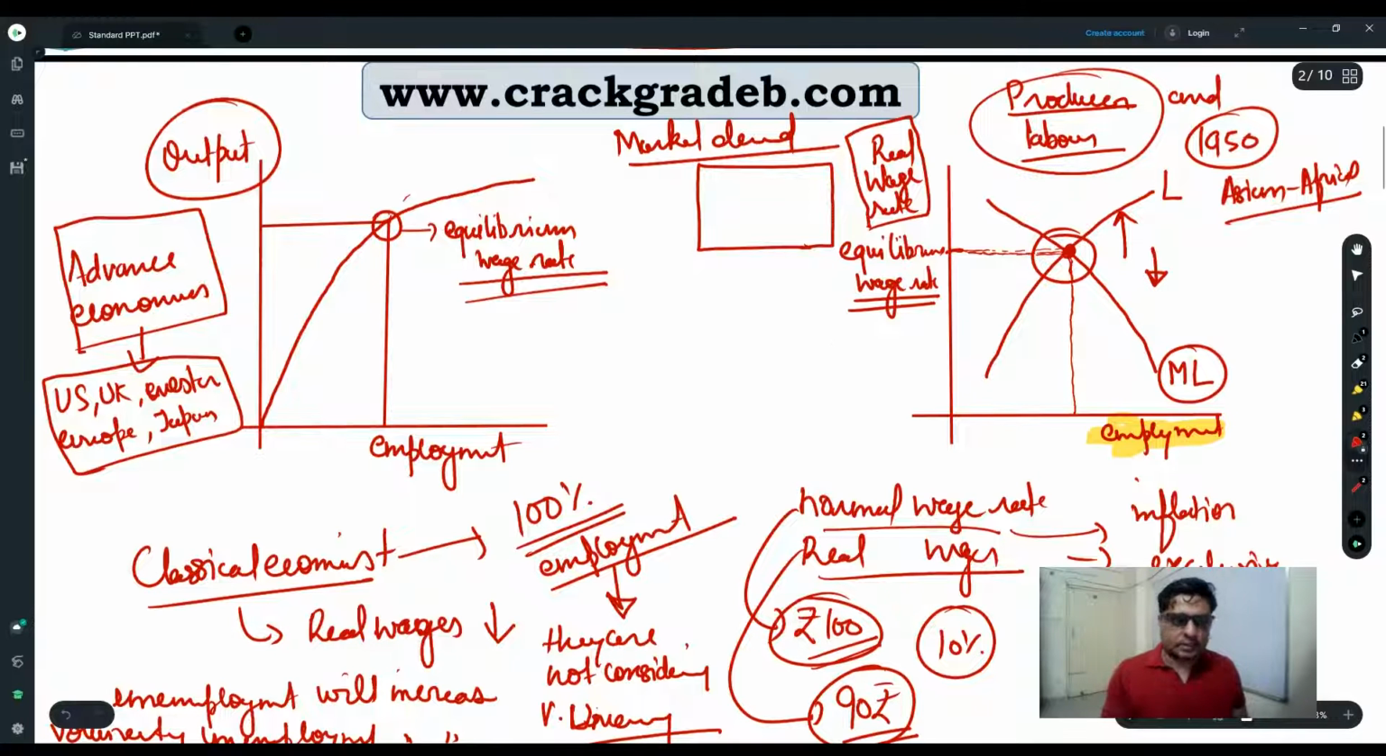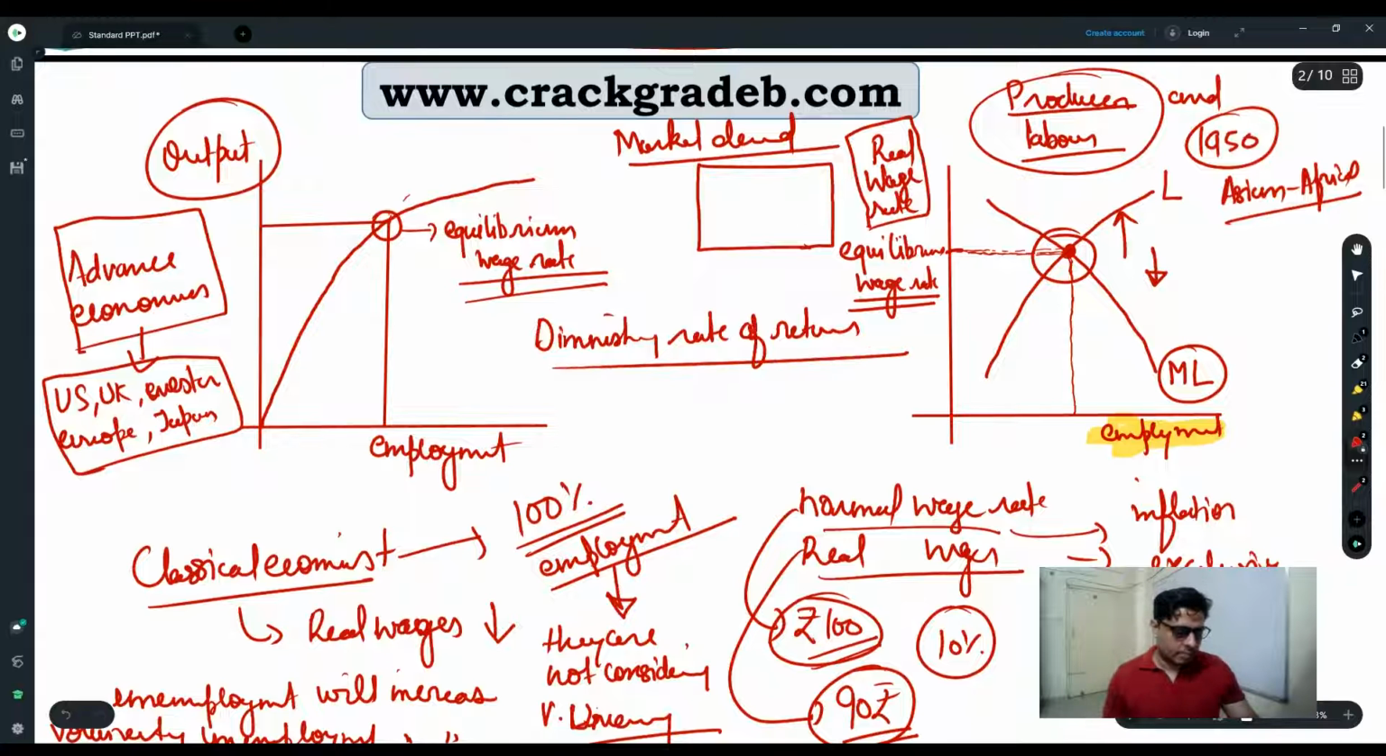Another reason why this is bending is diminishing rate of return. Diminishing rate of return.